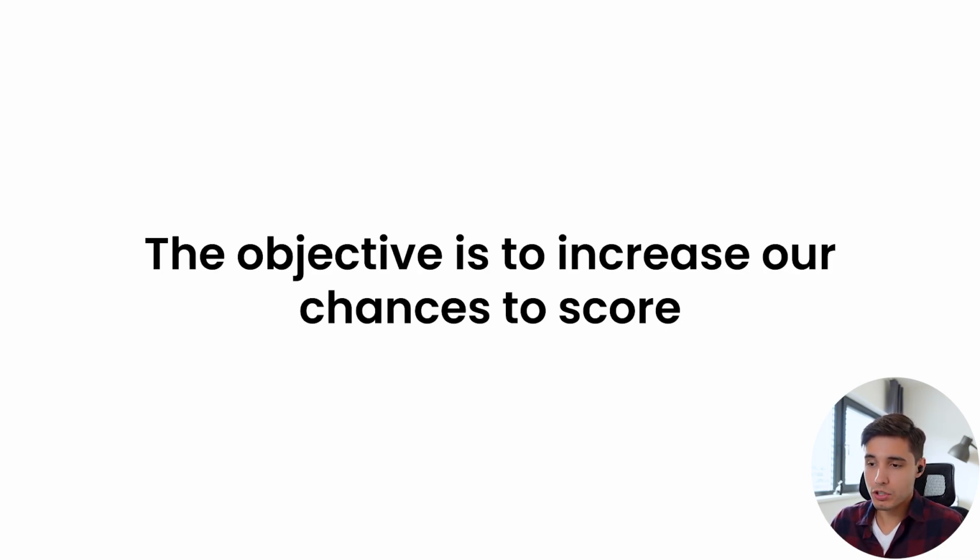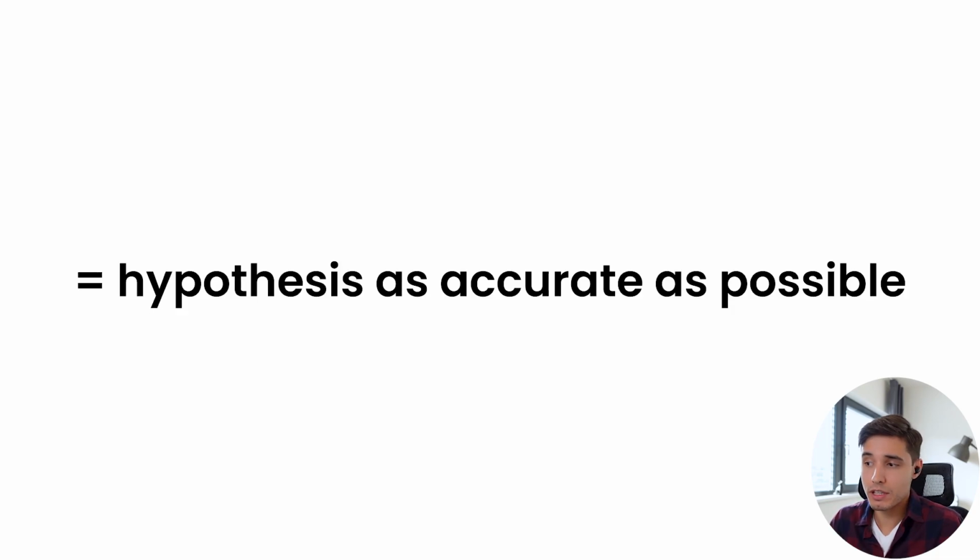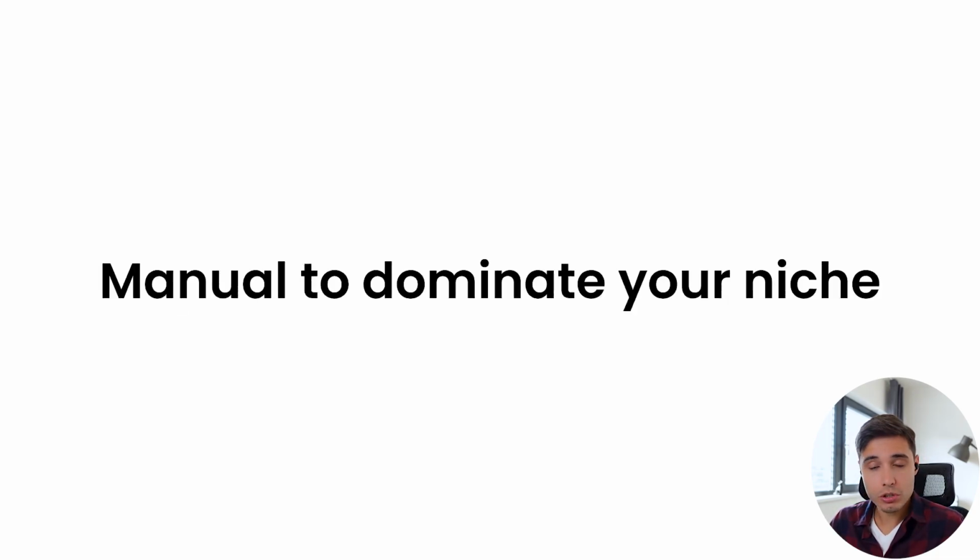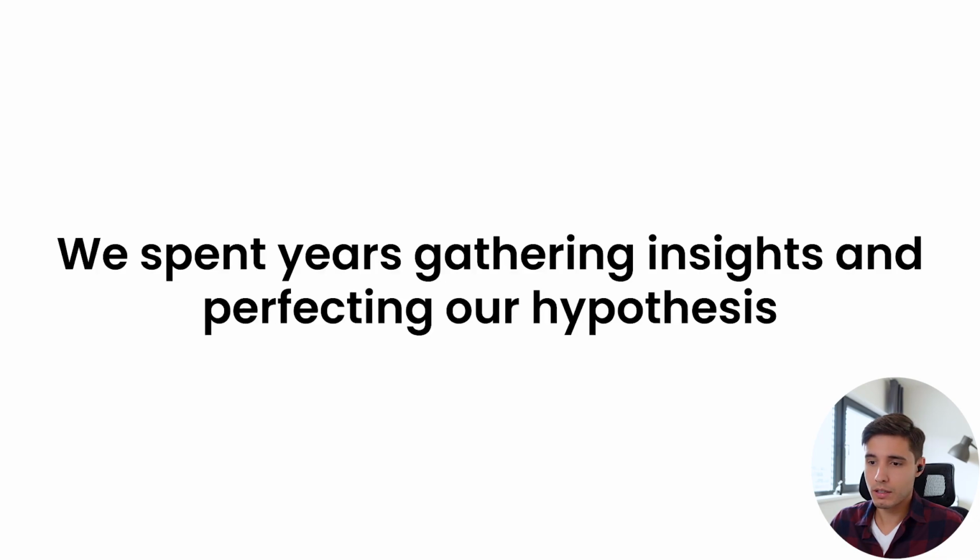So increasing our chances to score means that our hypothesis is as accurate as possible. Eventually, this could become a manual to dominate your niche. Because imagine if you launch 20, 30, 40 products, you will have a lot of insights into what they like and what they don't like. And this is exactly what we did. If you spend years gathering insights and perfecting your hypothesis, you will have something that will increase your chances that your next product launch will be good, because you understand what they like, what they don't like, what their preferences are, what your pricing strategies can be, and so on.